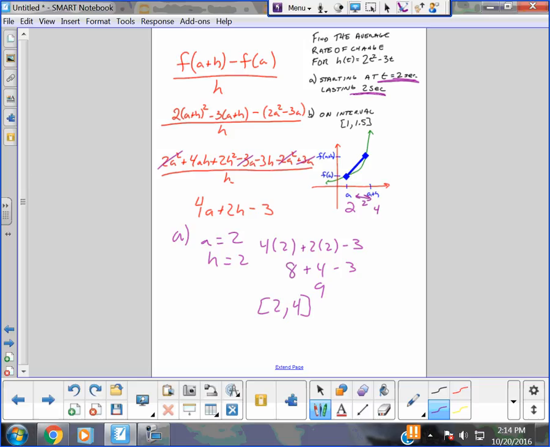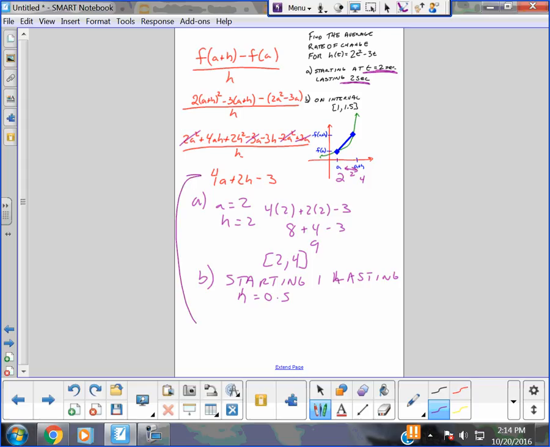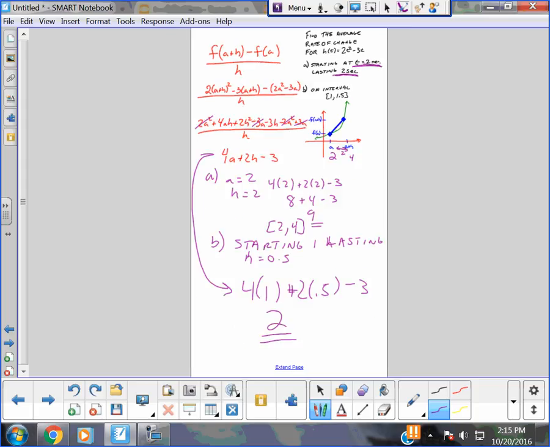You guys agree? Okay. On B, if I wanted to rewrite, I could say starting at 1, right? Lasting, how long? Lasting, h is 0.5. So everybody, because of the way we set it up on this red equation, we can just plug in now. 4 times 1 plus 2 times 0.5 minus 3. 4 plus 1 is 5 minus 3. Here it's 2. So the average rate of change for A is 9. The average rate of change for B is 2. I would absolutely have to find this.